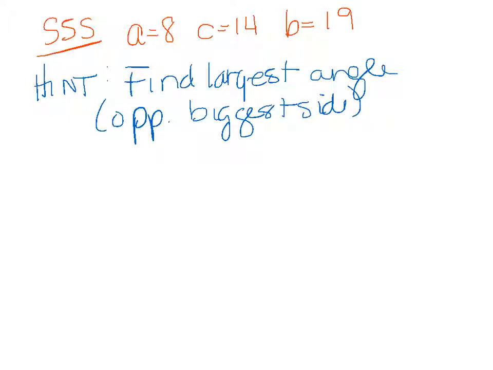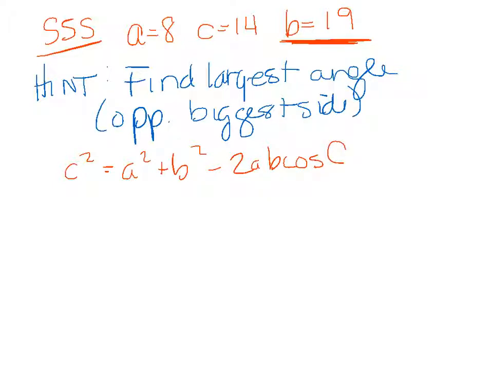So, what are we going to use? Okay, so that means I'm going to be looking for angle B, because angle B is opposite side little b, and that's the largest side, so angle B will be the largest angle. So, we had been writing our c squared equals a squared plus b squared minus 2ab cosine C, sorry, as our law of cosines.